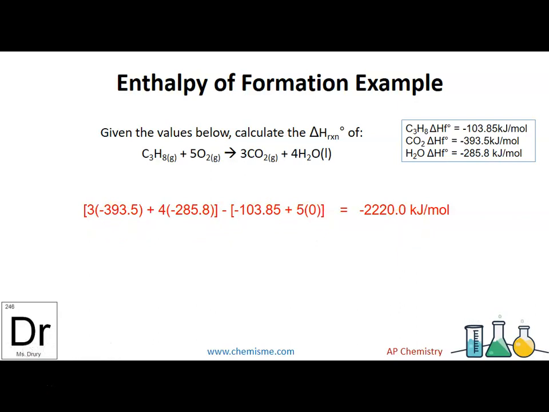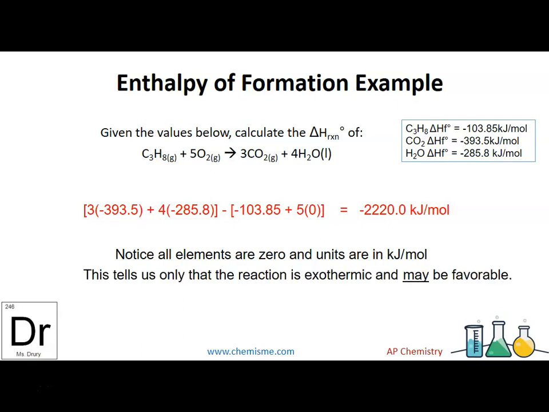I'm copying the units that are given to me in the table. That's really important. Copy those units. And notice it's already in kilojoules, so I'm not going to divide it by 1,000 to make it gigajoules or anything like that, unless you really wanted to. It's exothermic as predicted. So notice all elements are 0 if they're in their elemental phase at this room temperature, if they have that degree symbol. The units are kilojoules per mole. And this only tells us it's exothermic and might be favorable. We're going to come back to that.